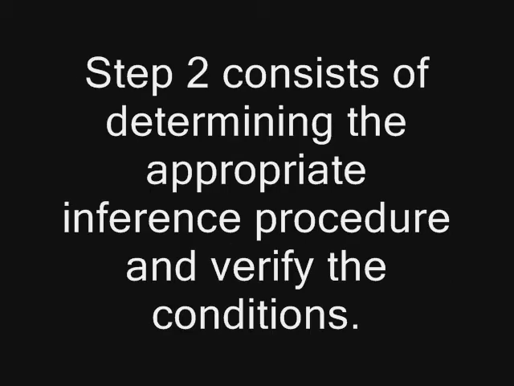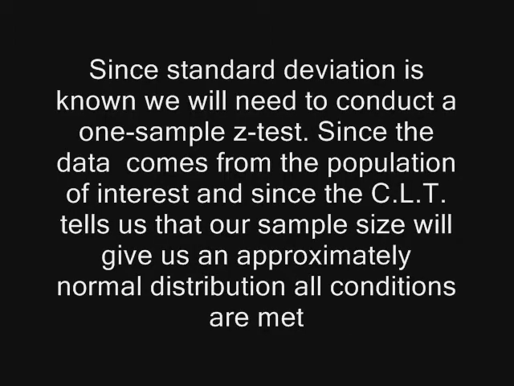Step 2 consists of determining the appropriate inference procedure and verifying the conditions. Since the standard deviation is known, we will need to conduct a one-sample z-test. Since the data comes from the population of interest, and since the central limit theorem tells us that our sample size will give us an approximately normal distribution, all conditions have been met.